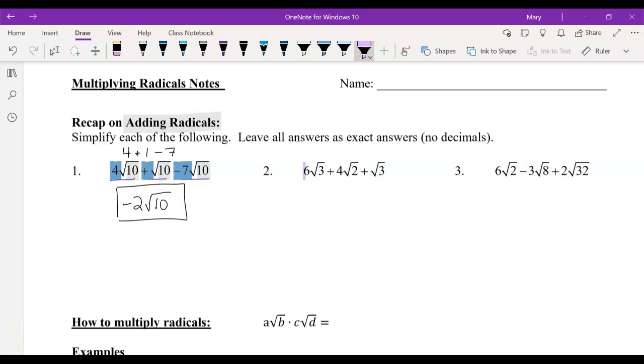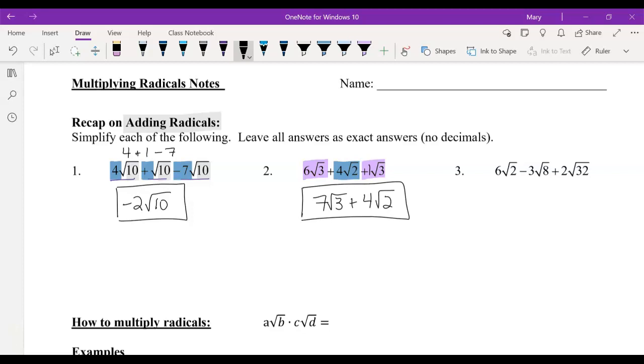For number 2, you need to make sure you know which ones are like terms and which ones are not. So 6 root 3 can be combined with 1 root 3. If there's nothing there, there's technically a 1 there. That would give us 7 root 3. And then the 4 root 2, unfortunately, has nothing else to combine with it. So we're just going to leave it as 7 root 3 plus 4 root 2, and there's nothing else we can do because nothing else simplifies further.